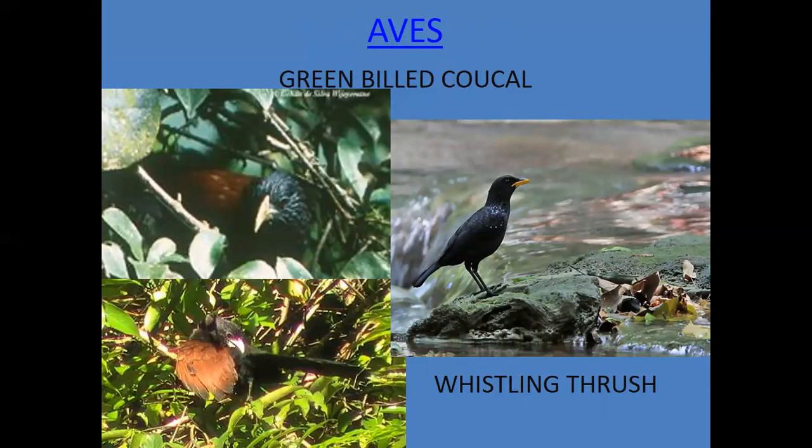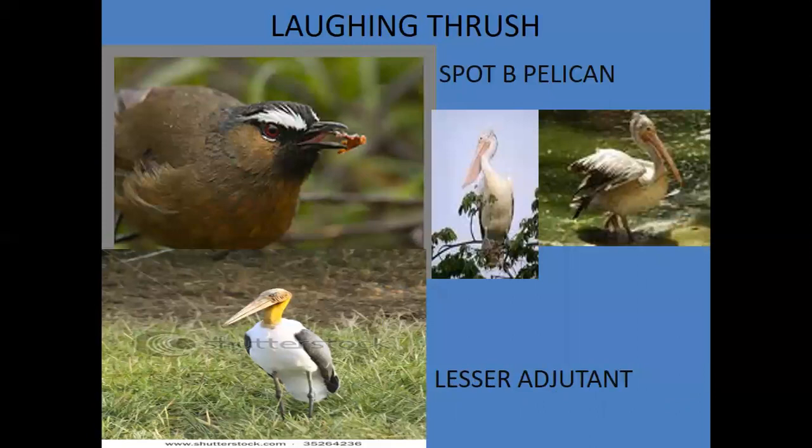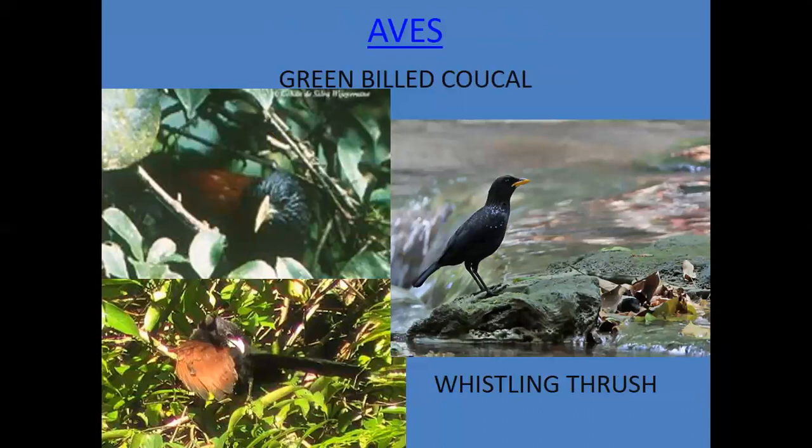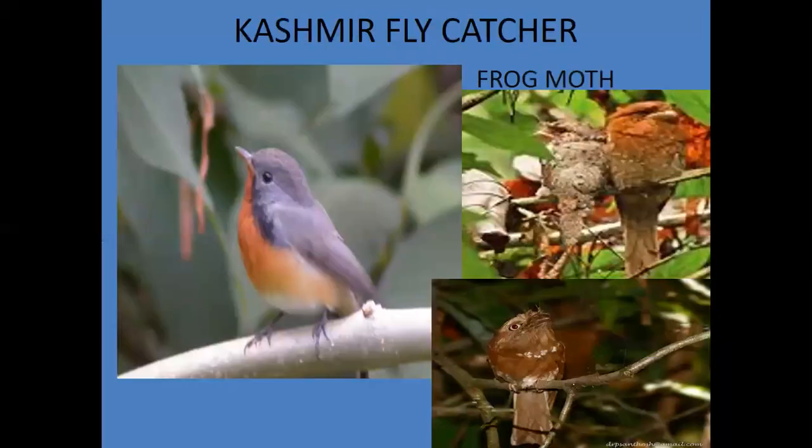Birds: green-billed malkoha, whistling thrush, laughing thrush, lesser adjutant, Kashmir flycatcher, frogmouth.